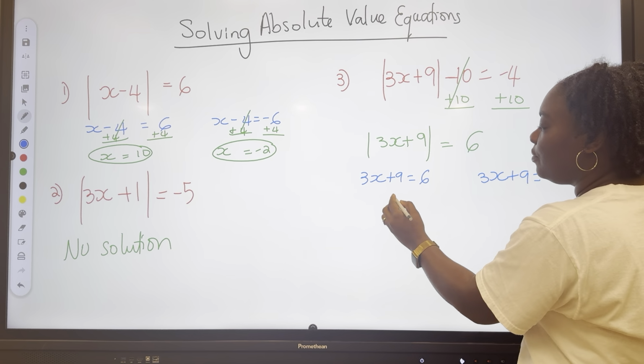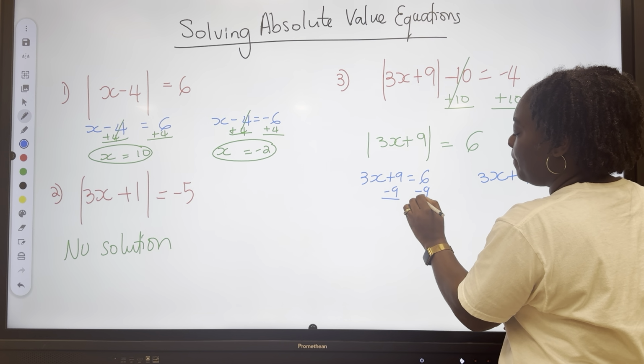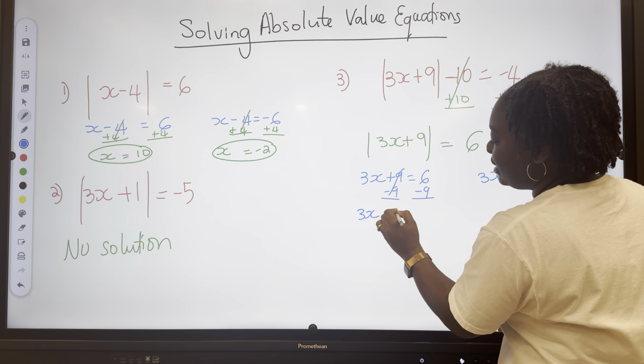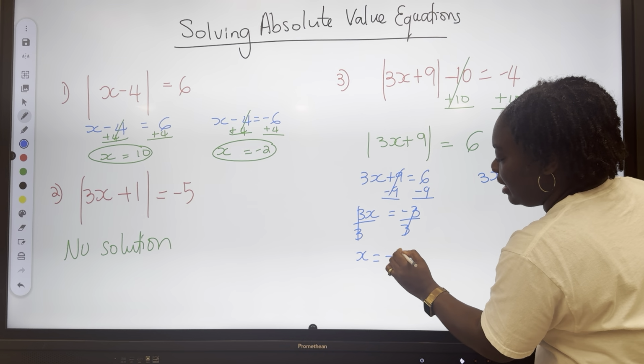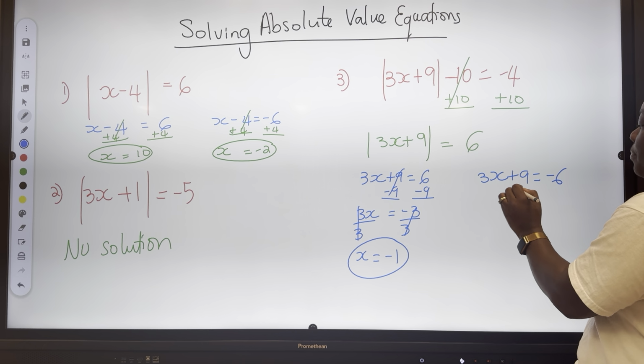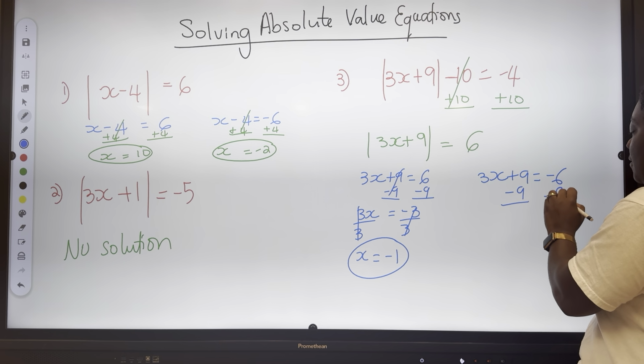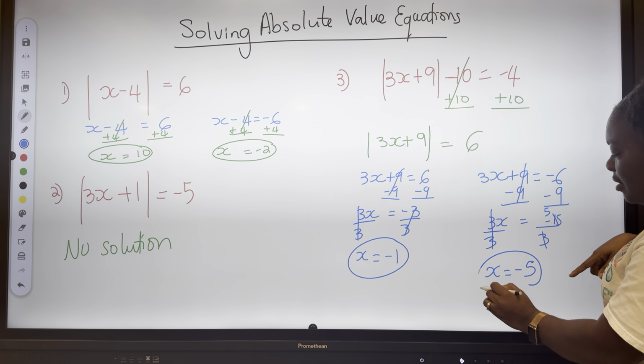And then we solve as regular. So that's minus 9. So that's going to give me 3x equals negative 3. Now remember, this is multiplying by 3, so I'm going to divide through by 3. So I'm left with x is equal to negative 1. And over here, that's going to give me a negative 15. That's cancelled out. 3x equals negative 15. Again, we're dividing through by 3. 3 into that is 5. x is equal to negative 5.